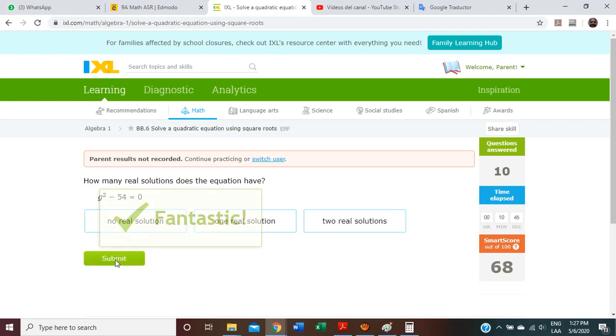About this one, it is going to be 54 positive, so it's going to be two real solutions, because this one was subtracting, now it's going to be adding. All right, and that's what you have to do.